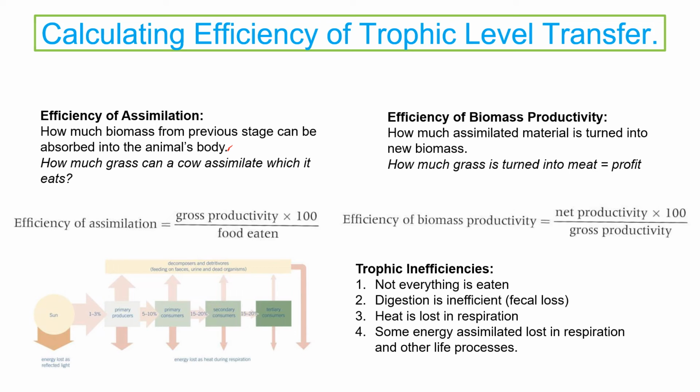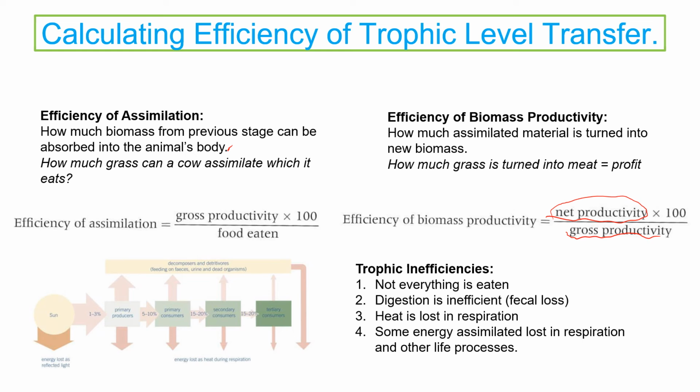And then the efficiency of biomass productivity is how much of the assimilated material can then be turned into new biomass. So what you do is you work out your gross productivity, i.e. what it can contain in the cell, and then you do the amount that can be turned into new biomass divided by that total amount of energy times 100.